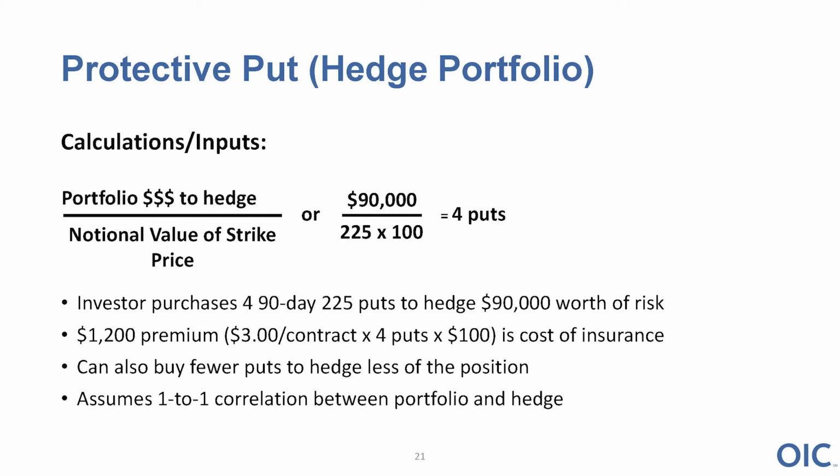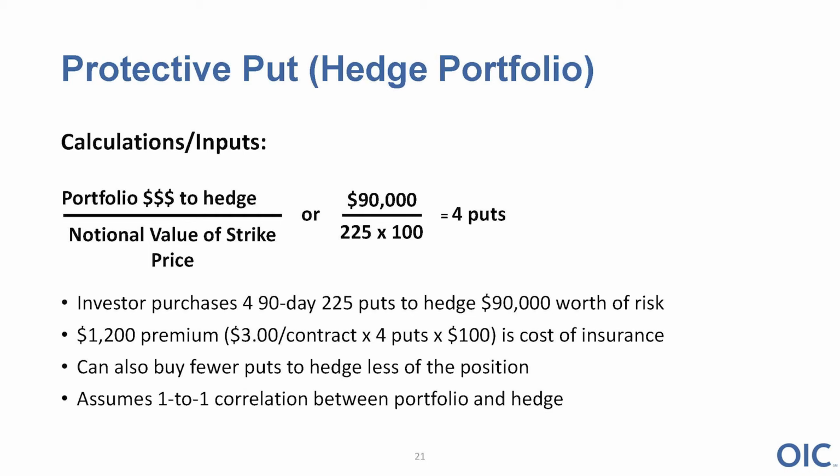So you basically take the portfolio dollar value of what you'd like to hedge, in this case $90,000. We take the notional value of the strike, 225, and remember, every option is the right to buy or sell 100 shares, so we have to multiply 225 by 100. That gets us to 22,500. So we divide 90,000 by 22,500, and we get 4 puts. So in this case, 4 puts will hedge $90,000 worth of our portfolio, and we will be perfectly hedged.